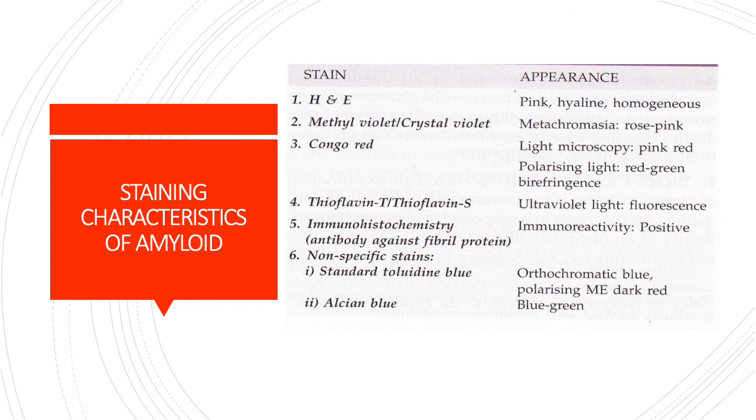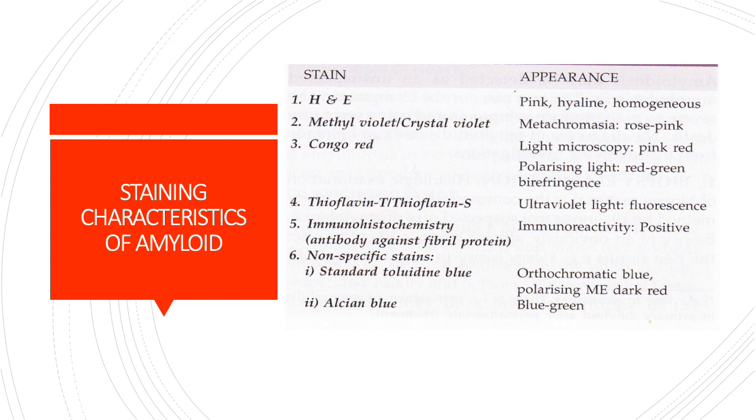Congo red is the most specific stain for amyloid, which under light microscopy gives amyloid a pinkish to red color. Under polarizing light, it can give red-green birefringence. Thioflavin can fluoresce under ultraviolet light. Then immunohistochemistry, with antibody against the fibrillary protein, either amyloid light chain, lambda or kappa, or serum amyloid associated protein, can be positive.